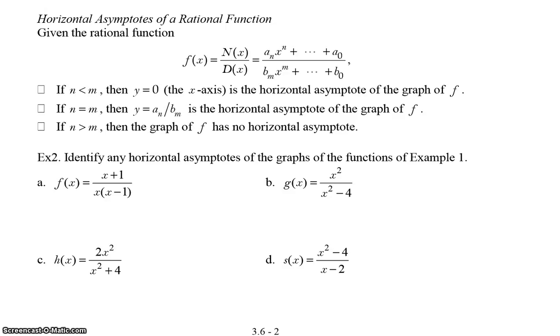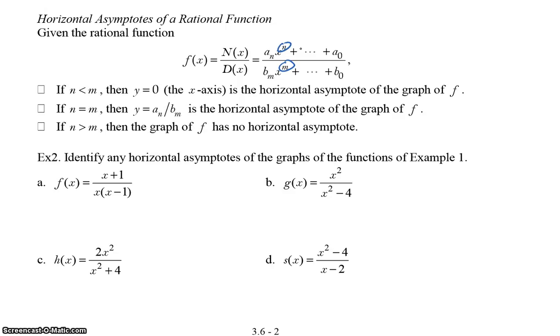Given the rational function f of x equals n of x over d of x, where the polynomial in the numerator n of x has degree n, and the polynomial d of x in the denominator has degree m. If the degree of the numerator is less than that of the denominator, if n is less than m, then the line y equals 0, which is the x-axis, will be the horizontal asymptote of the graph of the function f.